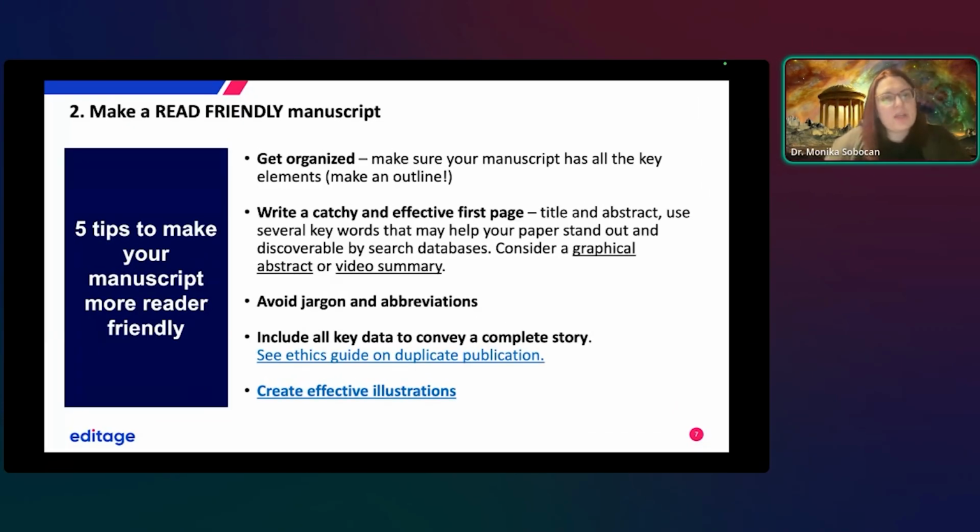Part is to make a read-friendly manuscript. That means that when I, as an editor, get the manuscript, I must be very motivated to read your manuscript. That means that you need to ensure that the manuscript doesn't have typos in it, that you are organized, so that I don't ask the question, but why?